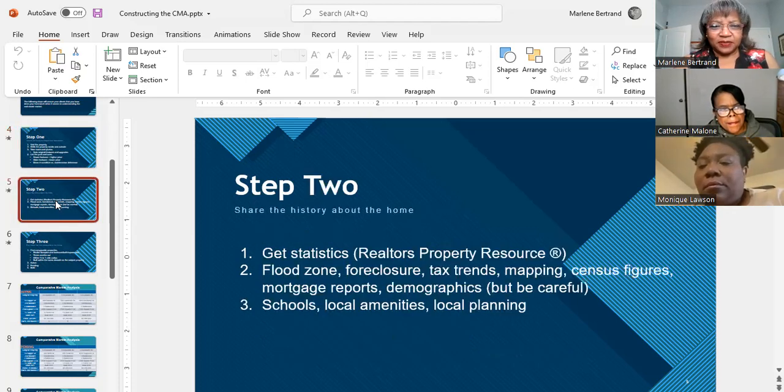So moving to step two, you want to share a little bit of history about the property. If you're working with the buyer, you want the buyer to know everything there is to know about that property. And again, we're only talking about a property that they're thinking about making an offer on. You want to know all that you can. So you want statistics, and you can get statistics from the Realtors Property Resource. If you haven't been getting information from Realtors Property Resource, let me know. I can give you information about how to hook up with them.